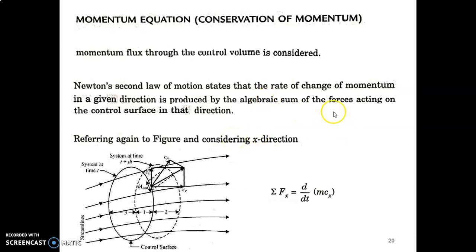The algebraic sum of all the forces can be in a particular direction. So we are taking the x direction. In that direction, the algebraic sum of all the forces will be sigma Fx. That will be equal to the rate of change of momentum. So momentum is actually mass into velocity. In velocity, we have to consider the direction also. That's why it is represented by Cx. So rate of change of momentum will be d by dt of momentum. Therefore, it is d by dt of mass into velocity, that is m Cx. Okay, so this is the initial step for the derivation of the momentum equation.